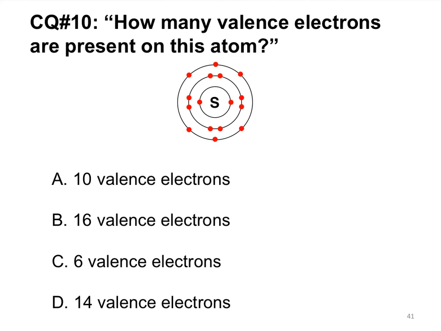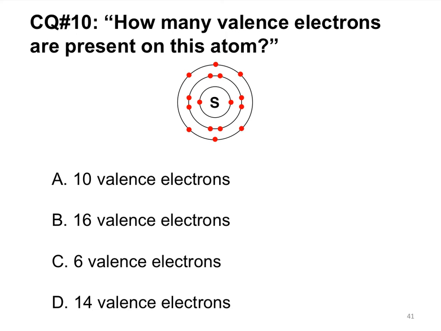How many valence electrons are present on this atom? Well, hopefully by this time you know that we're talking about the outer shell: 1, 2, 3, 4, 5, 6. Looking at your periodic table, you would see that this is sulfur, and sulfur has 6 electrons in the outer shell. So you should just be able to count 6, first of all. And secondly, to verify, sulfur is in the 6th group, so it has 6 electrons in the outer shell. It's just that easy. So the answer is 6.